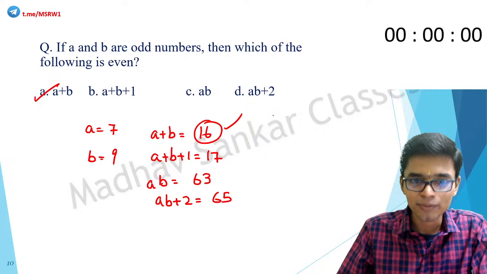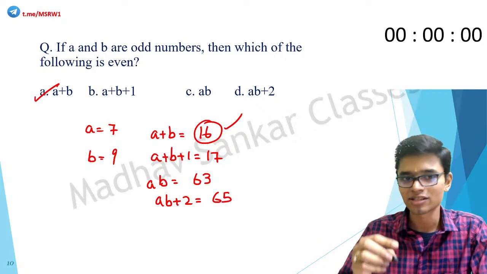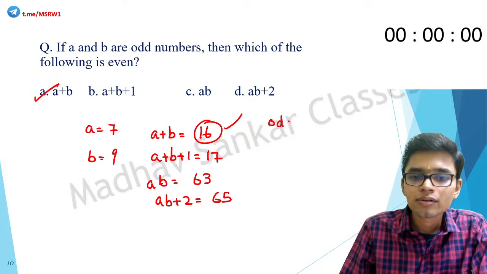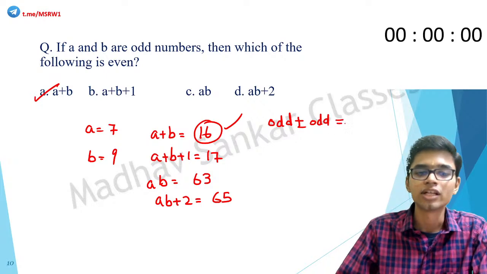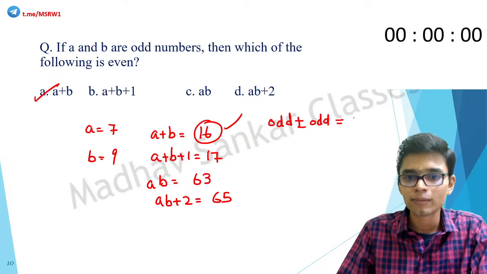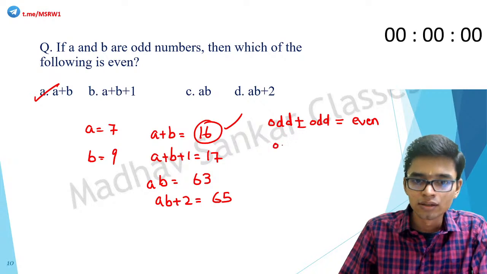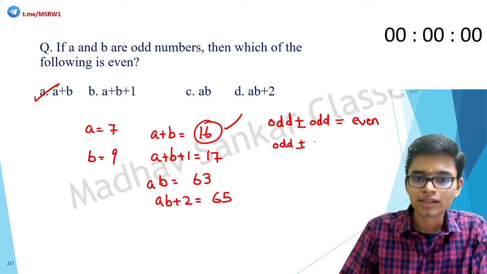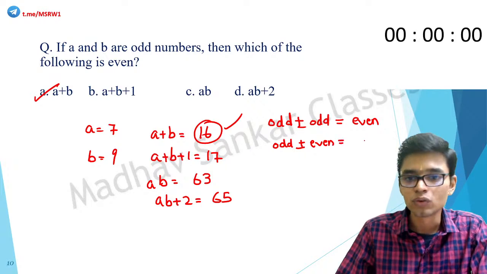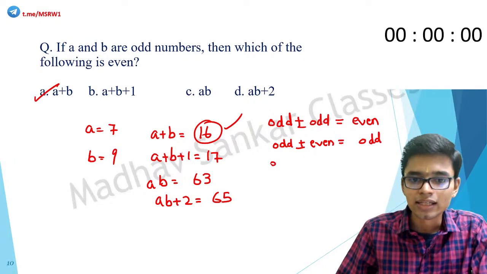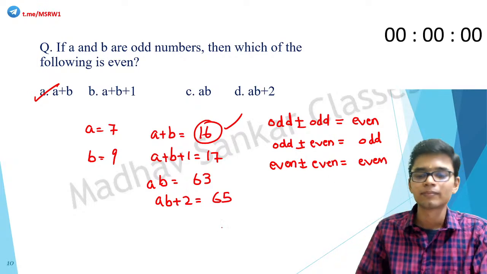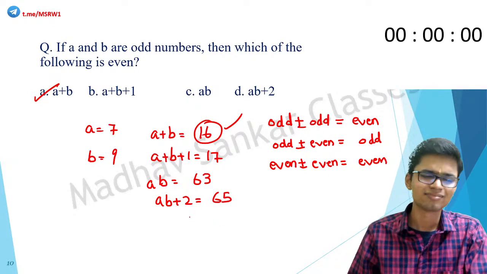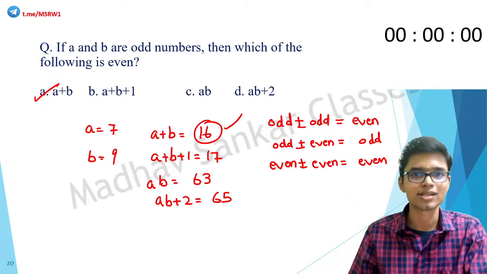There is a property for addition and subtraction and multiplication of odd and even numbers. Odd number plus or minus an odd number will always give you an even number. Odd number plus or minus an even number will always give you an odd number. Even number plus or minus an even number will always give you an even number. This is a common property. You don't have to learn this by heart because it's logic, it's common sense.